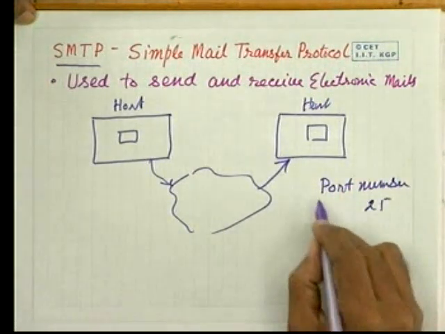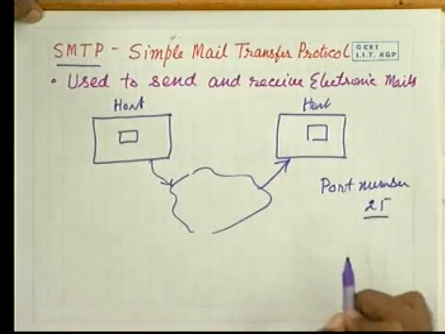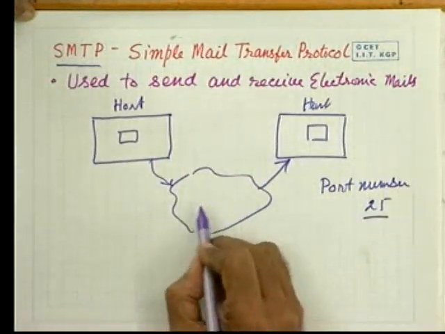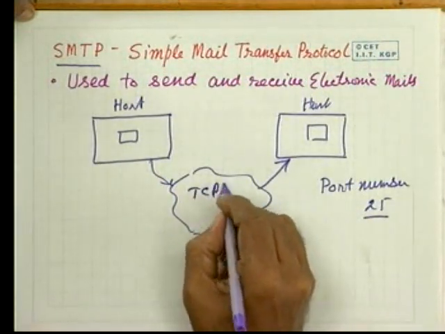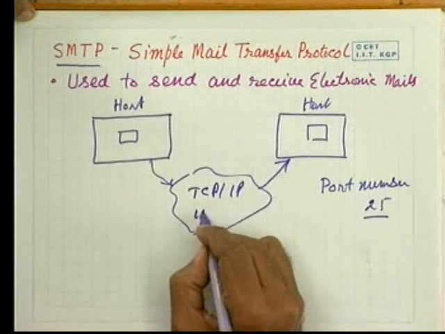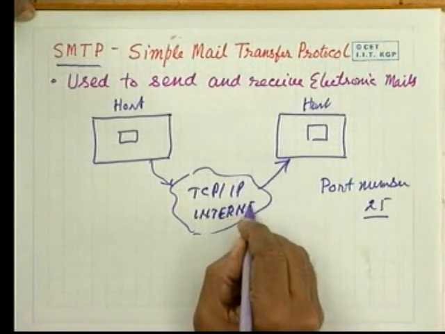As we know, in the host you can have different port numbers, and because it is a multi-user system, we have already discussed how well-known ports and different other ports which our users can use have been used. But for email purpose, the well-known port number 25 is assigned, and that can be used for delivering the email to the host. So this is your TCP/IP internet, and using that internet you can send emails.